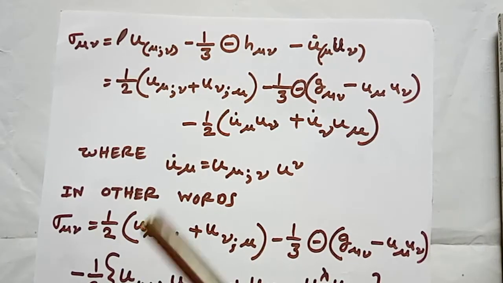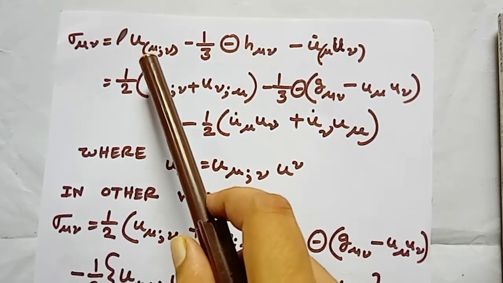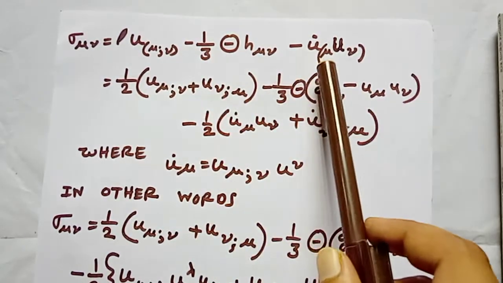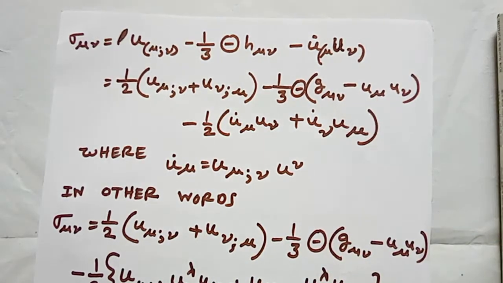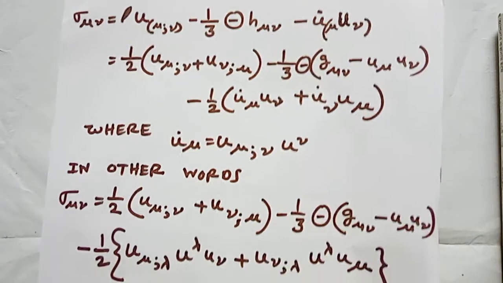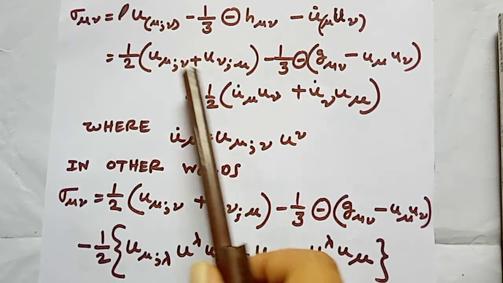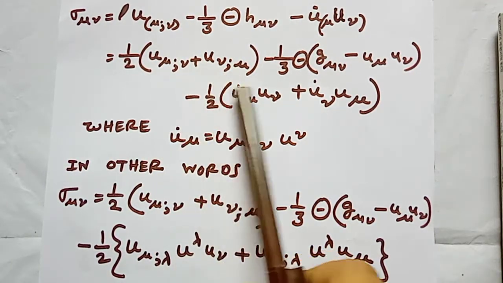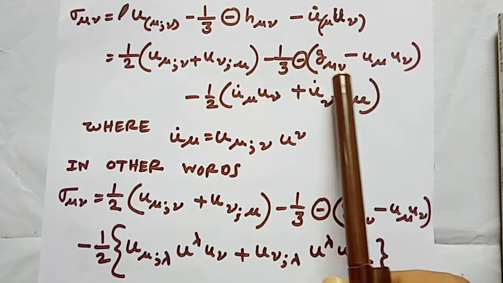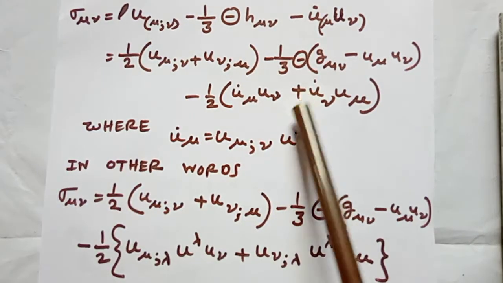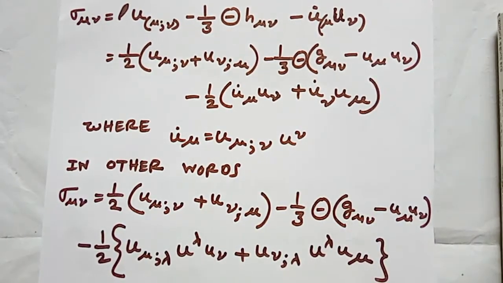Where sigma mu nu equal to u covariant derivative nu minus 1 power 3 capital theta h mu nu u mu and u nu. Okay, now this is the notation: half u mu comma nu, u mu covariant derivative nu, u nu covariant derivative mu, minus 1 power 3 capital theta g mu nu minus u mu u nu, minus half u dot mu u nu plus u dot nu u mu, where u dot mu equal to covariant derivative of u mu multiplied by u nu.